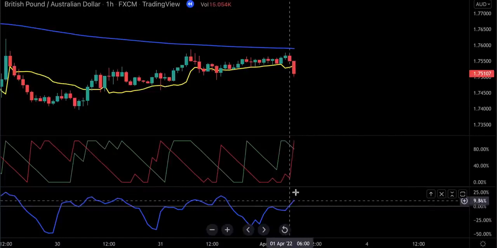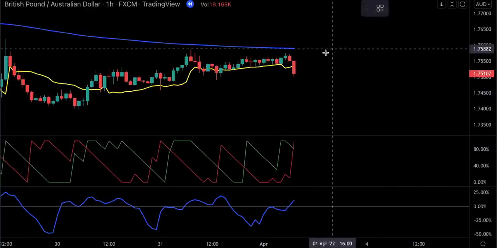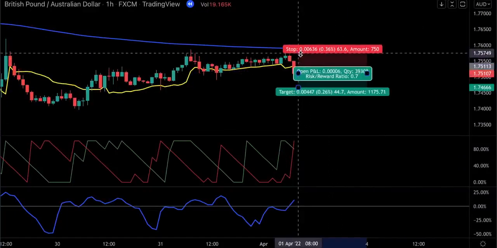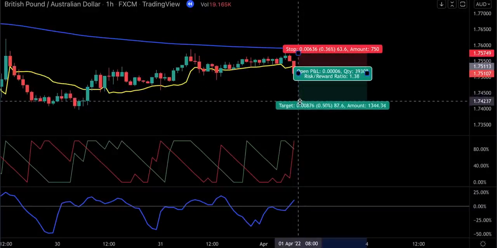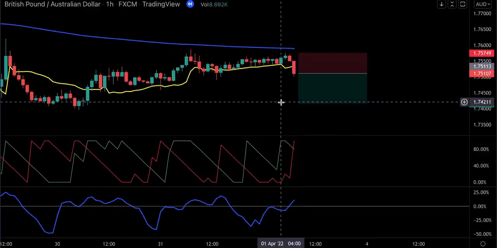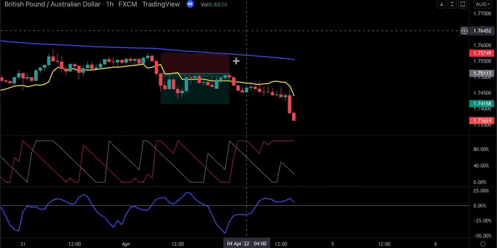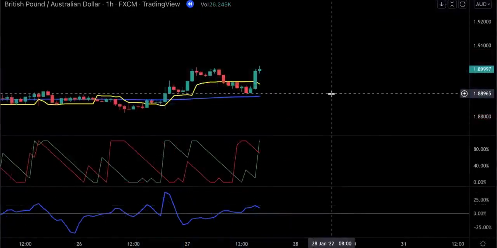And once we have all these four conditions met, we're going to go ahead and take a short position, set our stop loss at the recent swing high and target 1.5 times the risk. Okay, we see this trade was successful, and since we're risking 2% of our account per trade, we just made 3% profit.